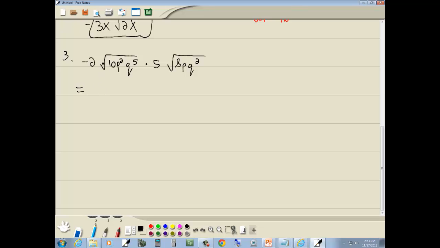Now the indexes are the same, so we can multiply these radicals together. But let's multiply the numbers together first. Negative 2 times 5 is negative 10. Square root. I'll put the numbers next to each other. So I've got 10 times 8. P squared p. Q to the 5th q squared.